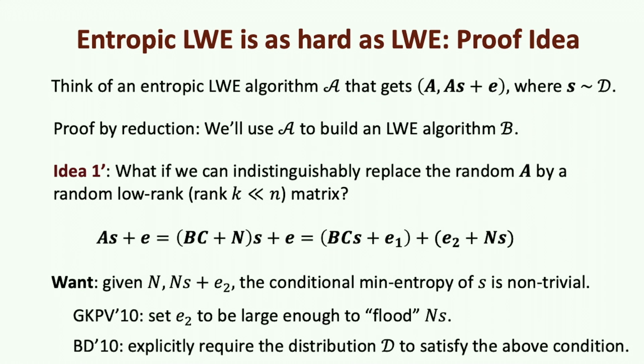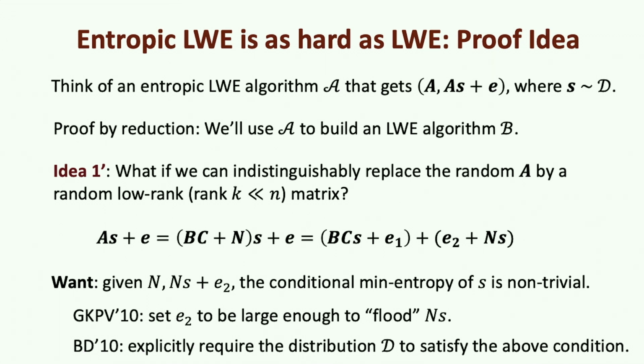And this you can argue one of two ways. You can set the error to be large enough that it floods this N times S, and for that, N and S have to be small norm. N is small norm because it's the LWE distribution. S, I'm going to assume that it's small norm. So that's the kind of distributions I'll talk about. And E2 is a large enough error that it floods the N times S. Then I can apply the leftover hash lemma.